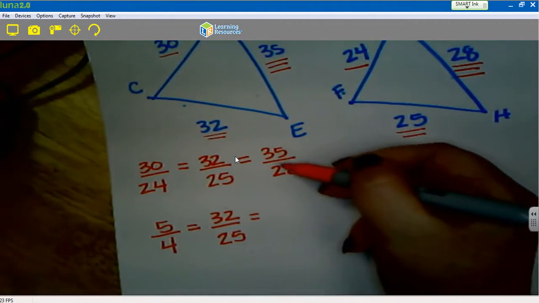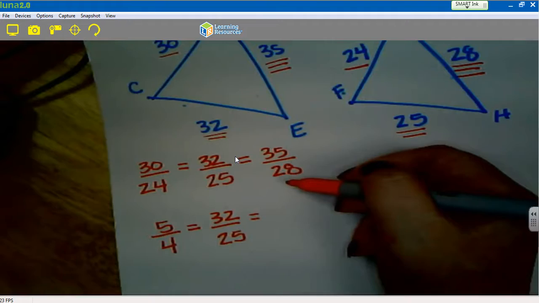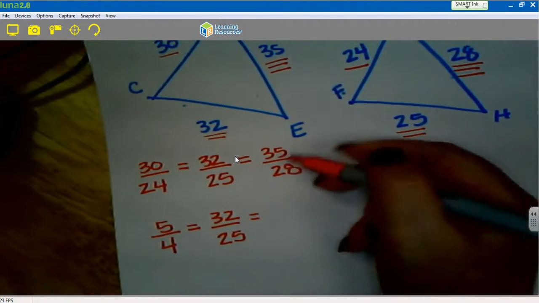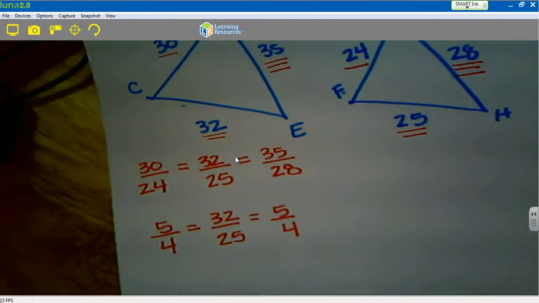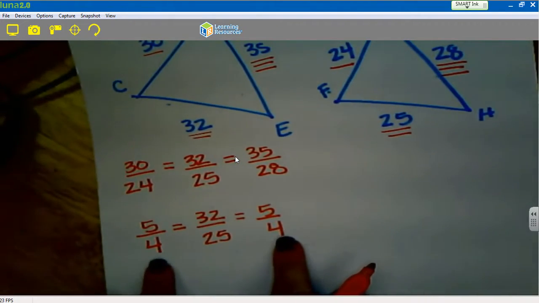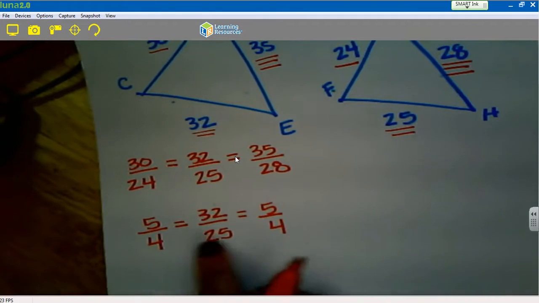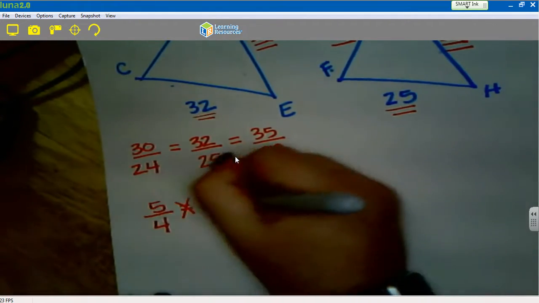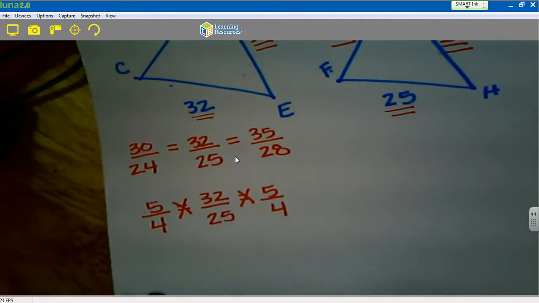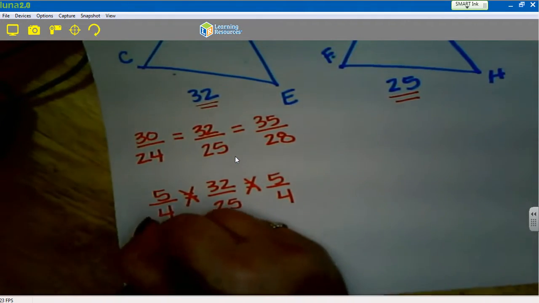35 and 28, they have a common factor of 7. So divide both of those by 7. And we get 5 over 4. So it's good that these ends match, but because all 3 do not match, we cannot say that these triangles are similar.